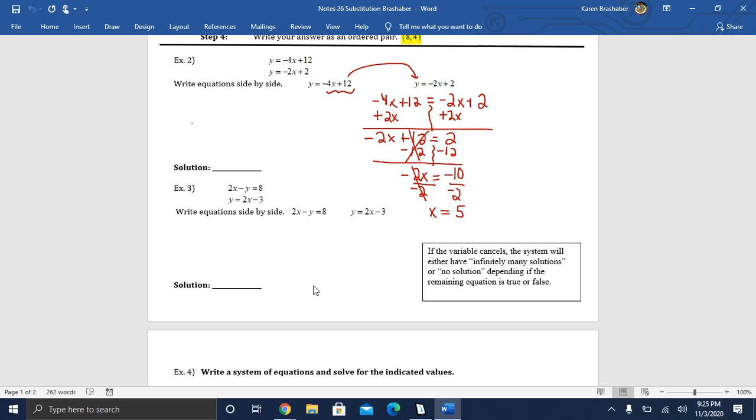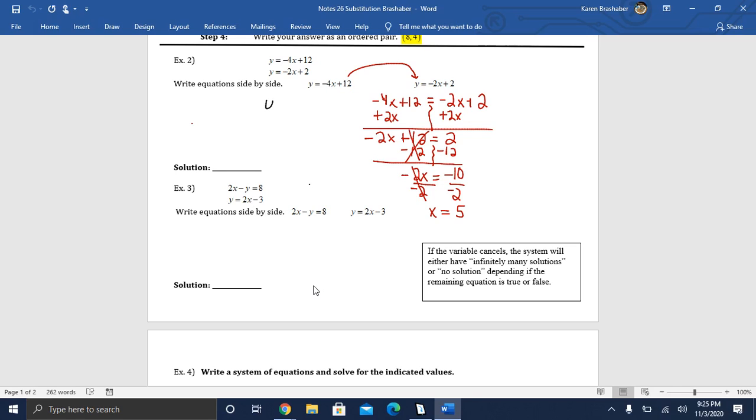Now, I have to remember that my answers should be ordered pairs. So I have found half of my solution. I now need to find the y value that goes with this. I can substitute my x equals 5 into either equation. Since I've got space to work with my first one, I'm going to work with this one.